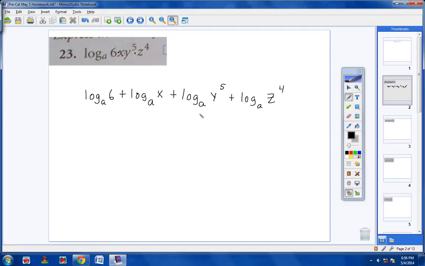Now, the only thing left that I can see to do is we're going to cross off this 5 and put that 5 right here to the left of the logarithm, and we're going to cross off this 4 here and put it right here.